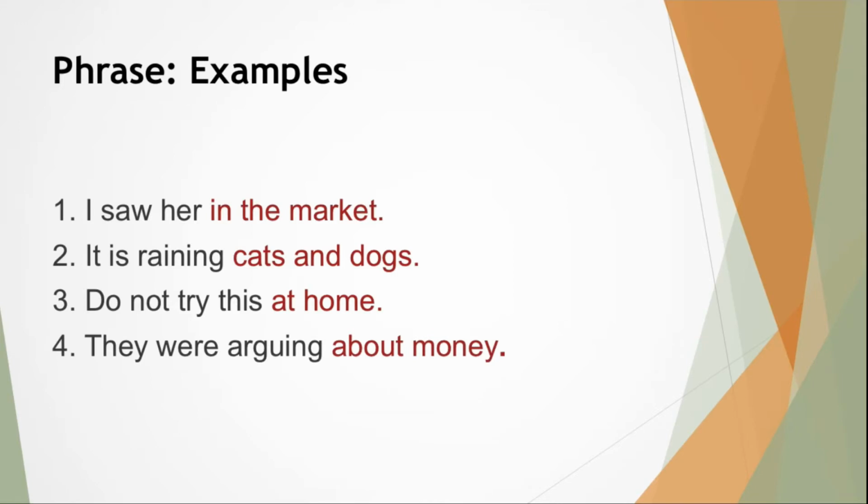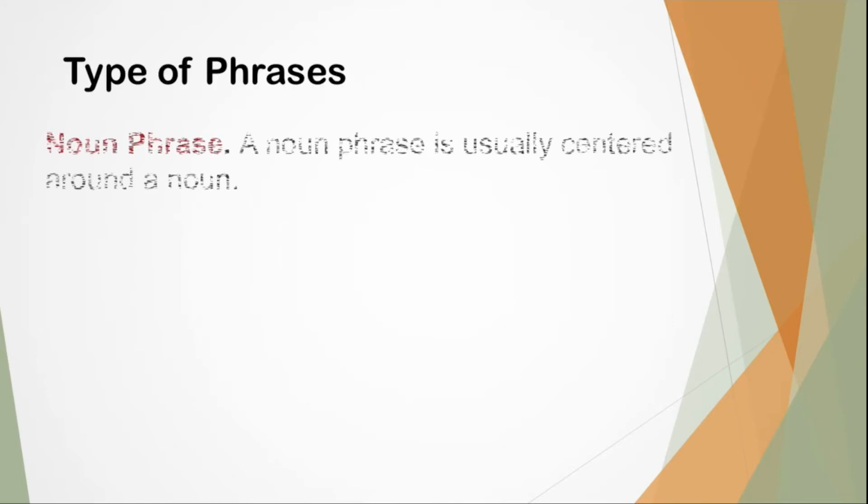Another example is they were arguing. All right, they were arguing is understood, but about what? About money. So this is a precise information about the argument a few people were having. All right, so about money is the phrase. The next example is he spoke loud and clear. All right, loud and clear here is the phrase. All right. So what are the types of phrases?